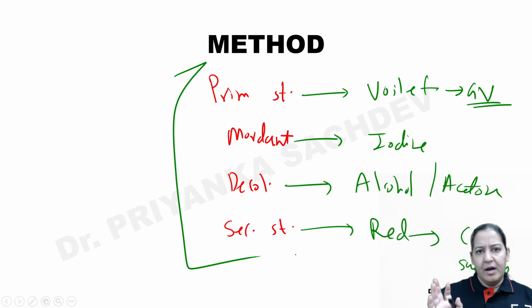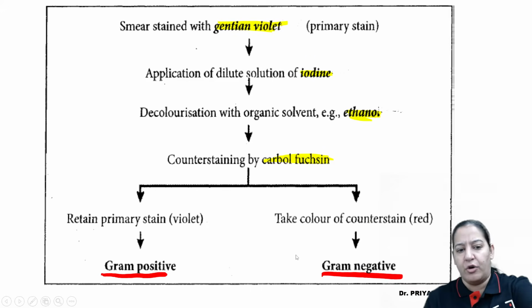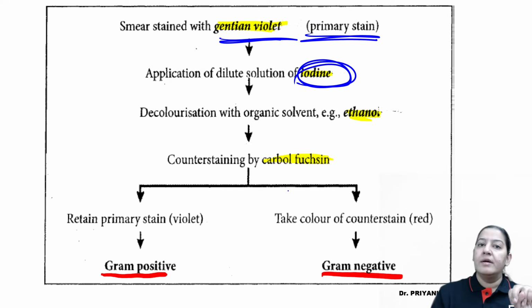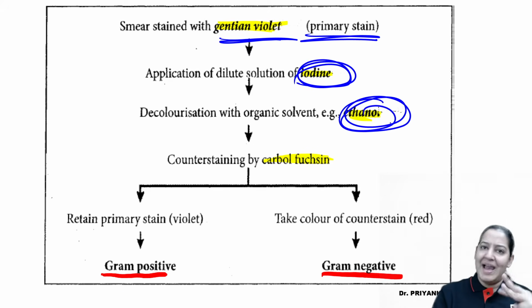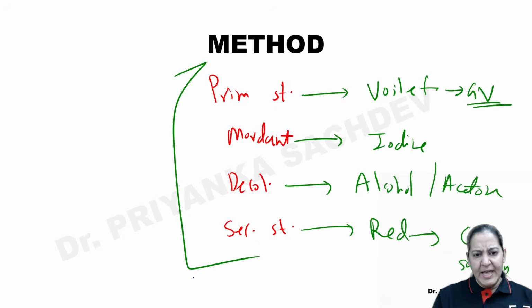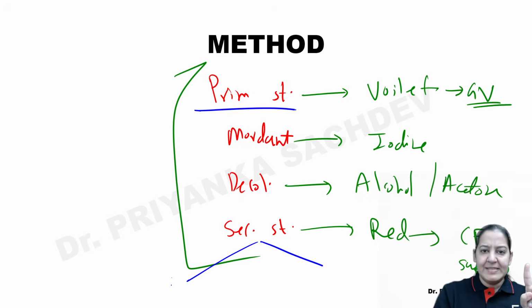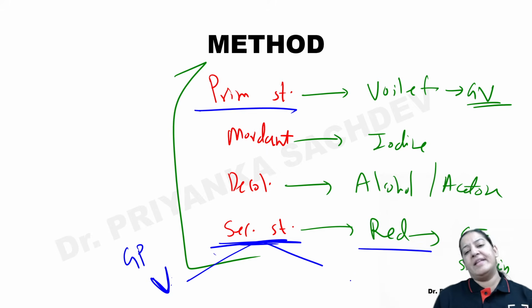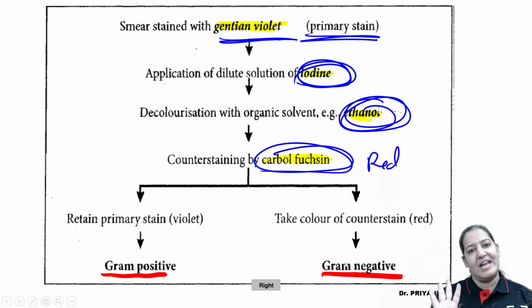Learn the 4 steps first. So you can see the 4 steps in front of you. As I have told you, the primary stain is a violet stain, so it is gentian violet. The second is the mordant, which is iodine. Then the decolorizer is alcohol. Alcohol or acetone, both will work. And then the secondary stain is a red stain. Any red stain. Carbol fuchsin. In the end, the bacteria which took the primary stain color, that is, which are violet in color, are Gram positive. And the bacteria which took the secondary stain color, that is, which look red in the end, are known as Gram negative.